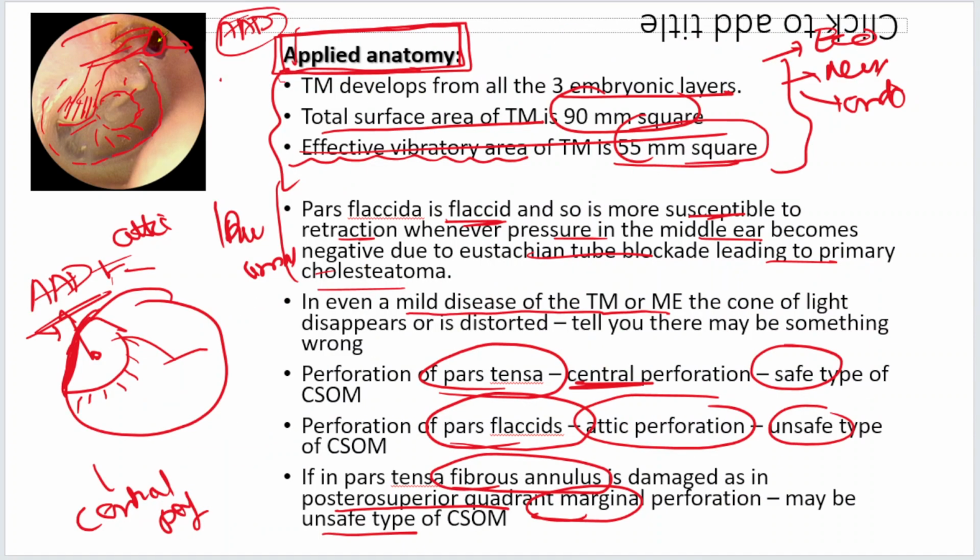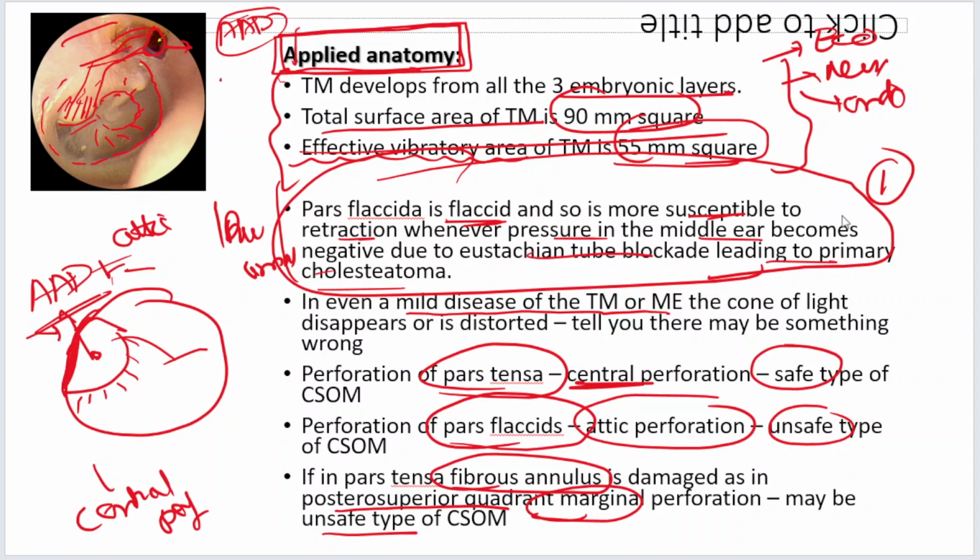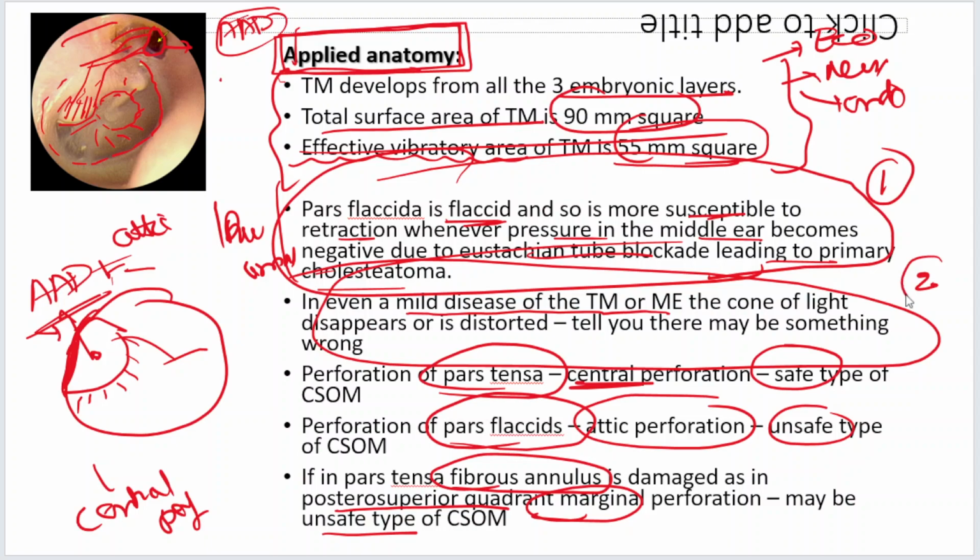Now coming to the applied anatomy, I think if you can say pars flaccida is flaccid, so it can lead to primary cholesteatoma. If you can include one point, that is fine. If you can include this second point, that is even great. If there is mild disease, also the cone of light disappears. Other things are a little bit more. Now, these three things you have to remember.